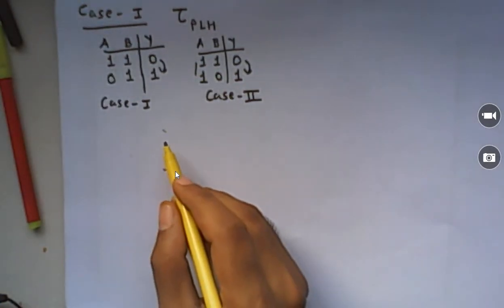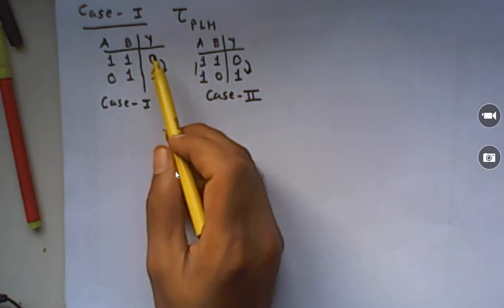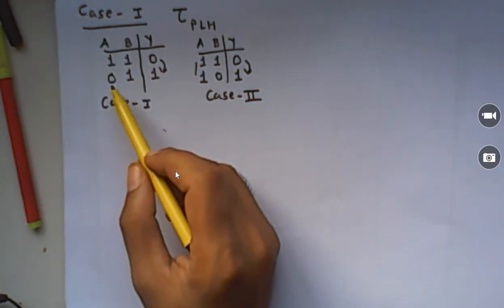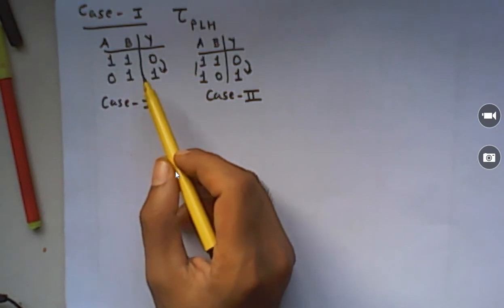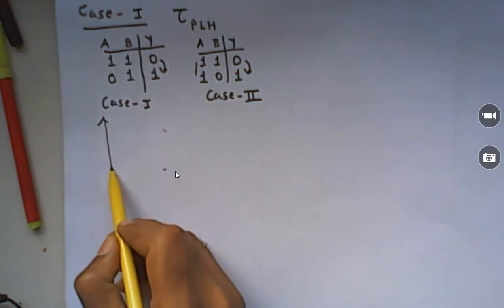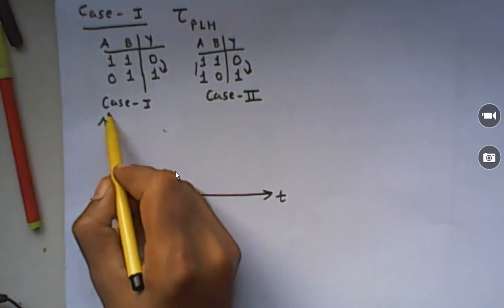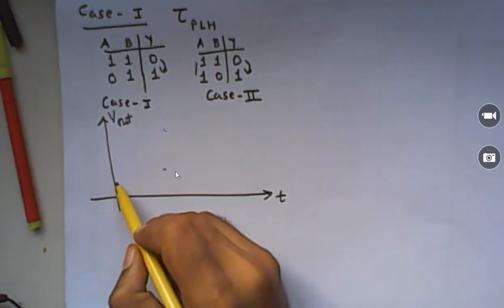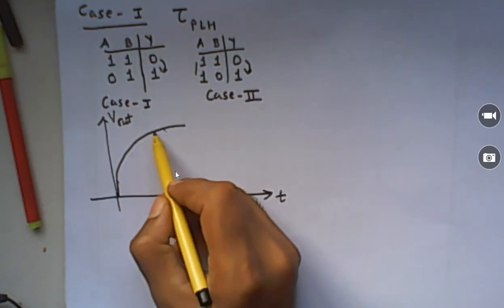Let me revise again. Case 1 means the initial inputs are both 1, 1, so our output is 0. Now the next input is A going from 1 to 0 and B staying at 1, and it makes the output go from 0 to 1. This is the low-to-high propagation delay time. So this is our case 1.